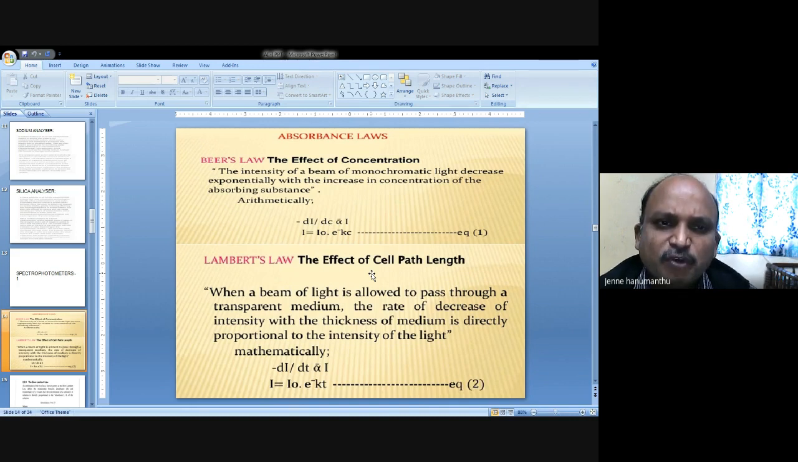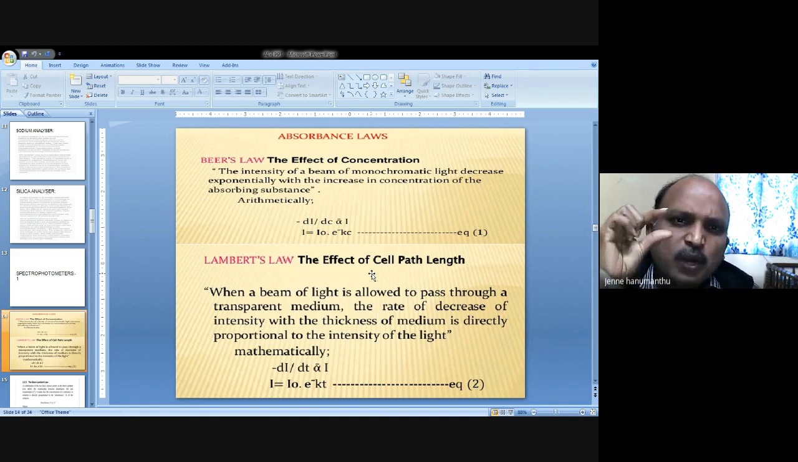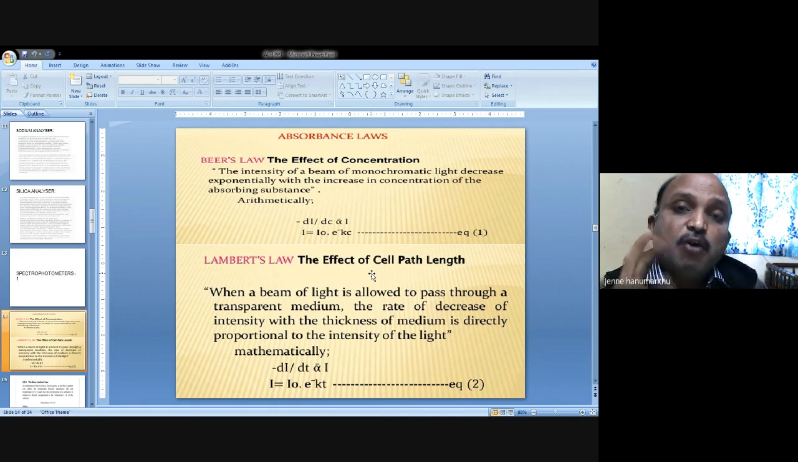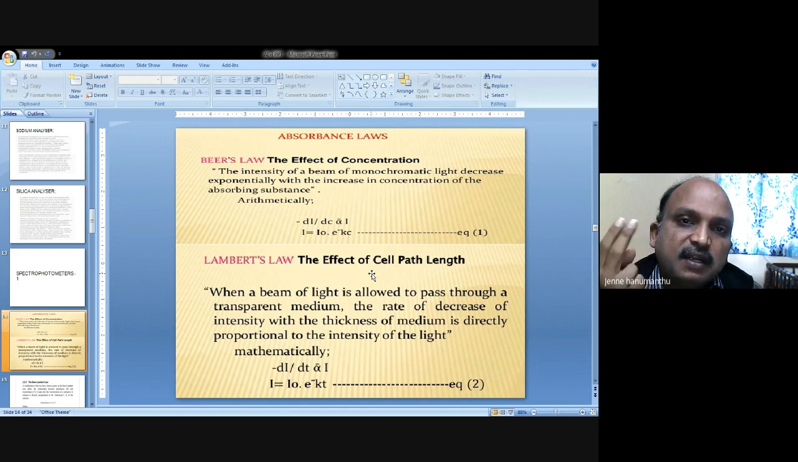Before going to know this Beer-Lambert's law, first of all, you take any tablet or medicine. Our aim is, in the medicine, what is the drug present and what is the concentration of the drug? We have to know these two concepts. Two parameters: the drug present in the medicine and the concentration of the drug. How do you know it?